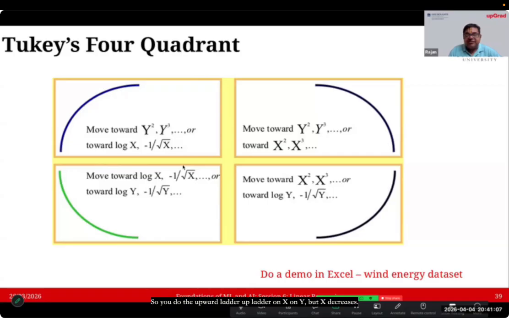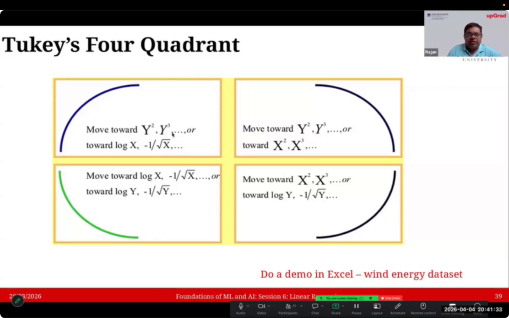But now x decreases. Remember, x decreases, with negative values and more and more negative values. That means decreasing. Therefore, we should do a down ladder. If the curve looks like the second quadrant, the products can be changed downward. Therefore, I went for 1 over square root of x instead of going for minus 1 over square root. I just went for 1 over square root of x.